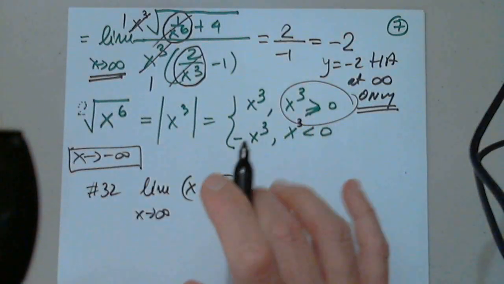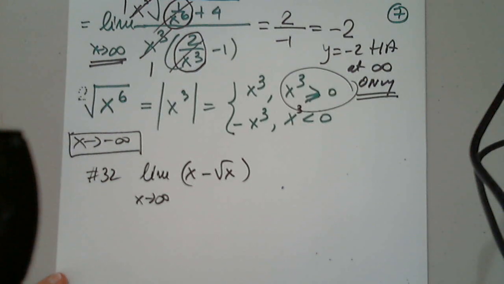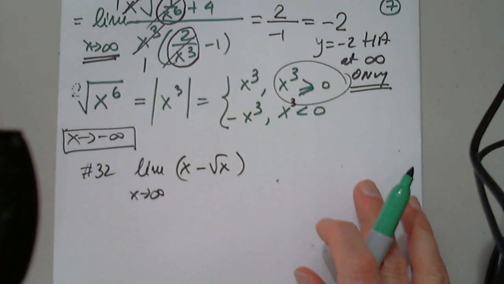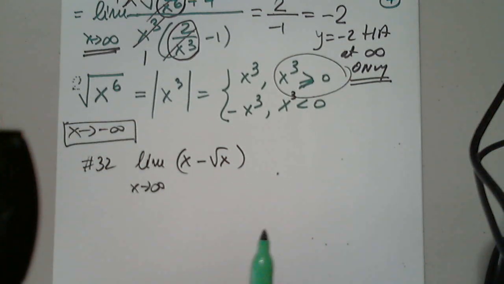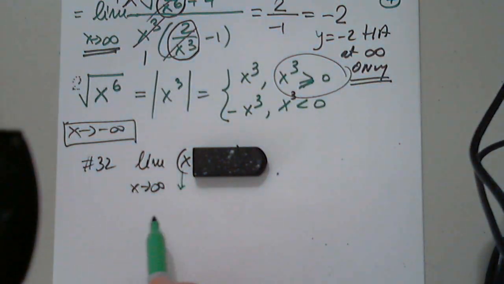Yes, now it's working. So we have the limit as x approaches infinity of x minus the square root of x. What do we have to do first? We're asked to find this limit. You'll plug in infinity. Good, good. Where is this going? Infinity. Good.